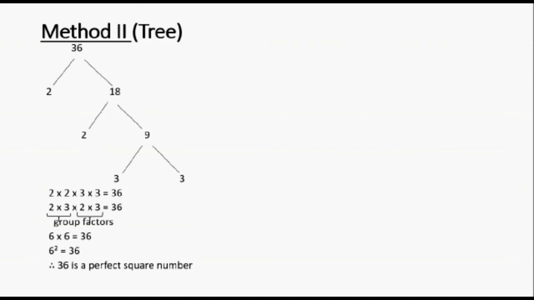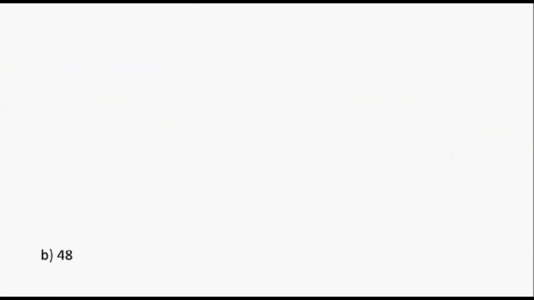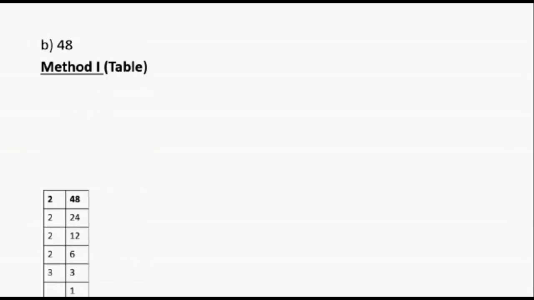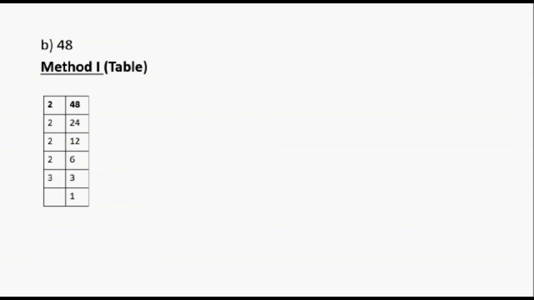Let's go to the second example. We have 48. We'll still use the 2 methods. We'll start with the table. We'll use the prime numbers. We'll start with 2. Let's divide by 2. 2 into 48 is giving us 24. 2 into 24 is giving us 12. 2 into 12 is 6. 2 into 6 is 3.